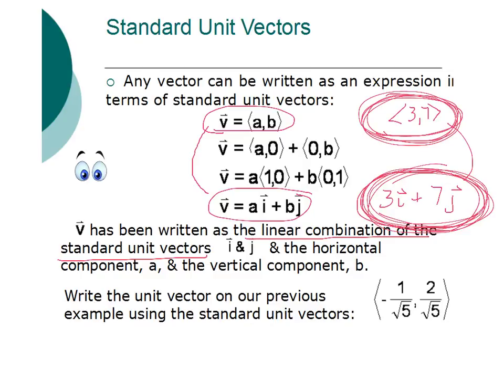Could we then take this answer that we had previously, we wrote it in component form, could we write it as the linear combination of the standard unit vectors? Well, sure. All you do is you grab this and put it in front of i, you grab this and put it in front of j. -1 over root 5 vector i plus 2 over root 5 vector j. Same thing, just written differently. You're going to see it both ways in your textbook.